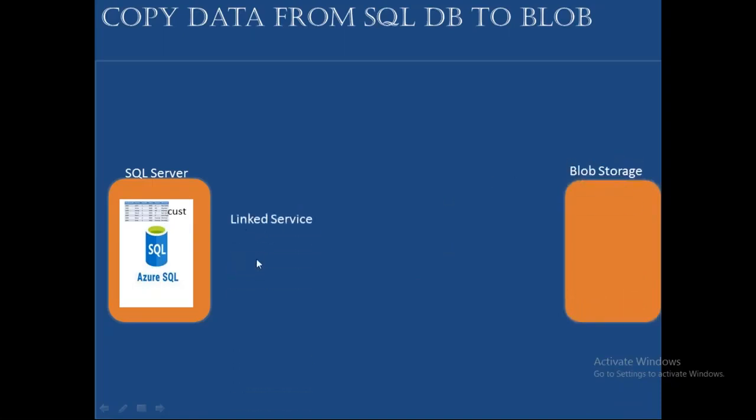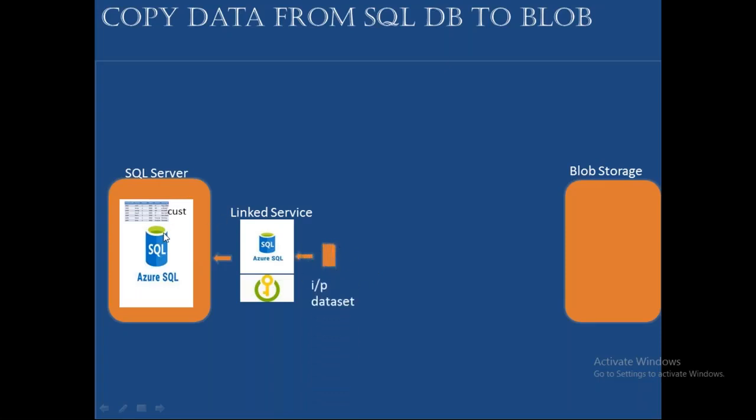How will we move it? First you need to create a linked service. You need to connect to this particular database. Once you connect, you create a reference point to read the customer table. Then, to copy this table data, I'm going to use a copy activity. I want to load it into my blob storage in some output folder. For that you need to create one more reference point, the output dataset, where you want to put this data in blob storage.